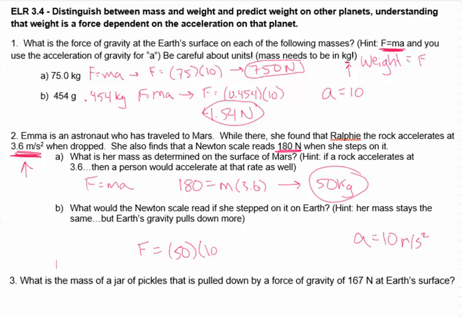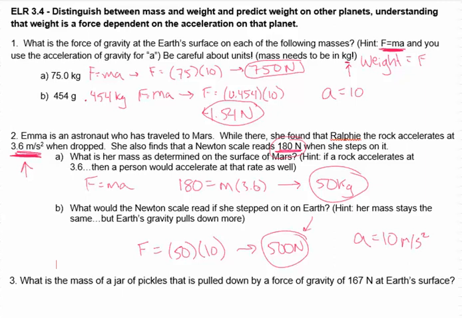And this planet has an acceleration of 10. So if she steps on a scale on Earth, it should read 500 newtons. So the same person that steps on a scale on Mars would have a scale reading of 180. That same person would have a scale reading of 500 on this planet.